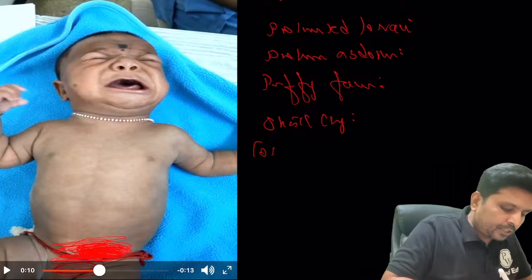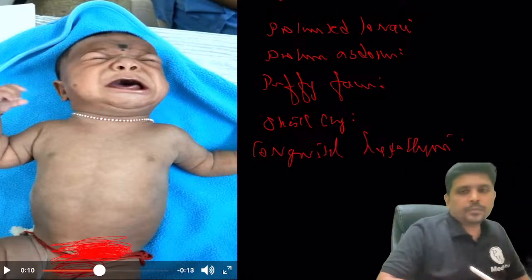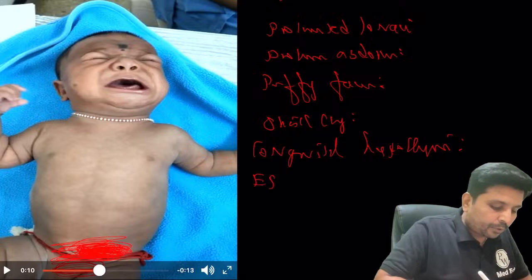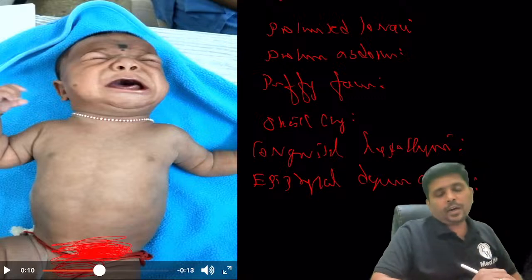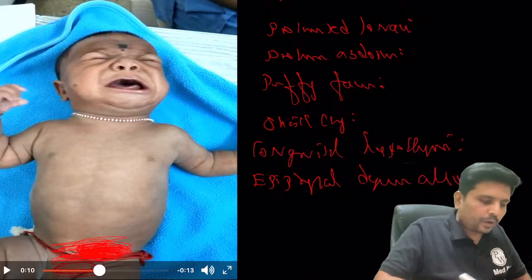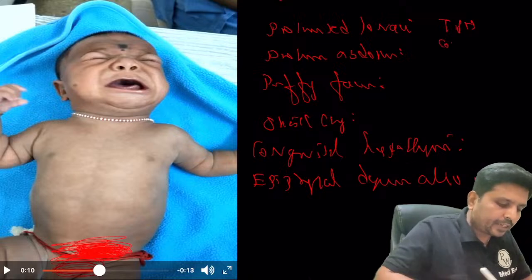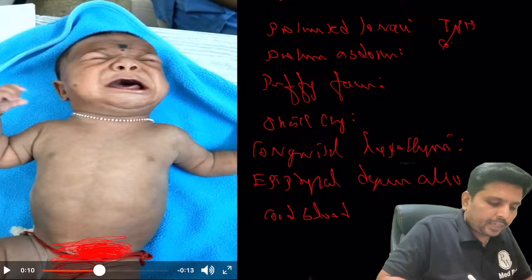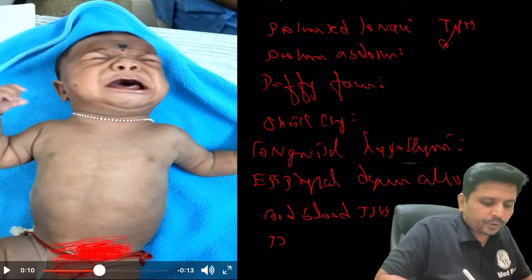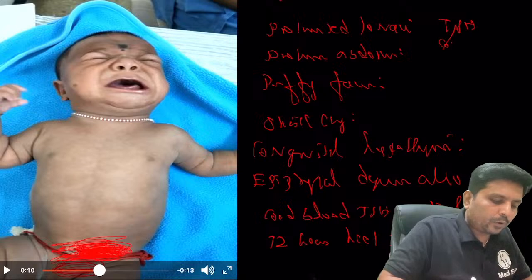This is called congenital hypothyroidism. And remember, they will be asking you about epiphyseal dysgenesis also, in an X-ray of the knee. What is the investigation of choice? Either cord blood TSH, or 72 hours heel prick TSH. TSH will be high and T4 will be low.